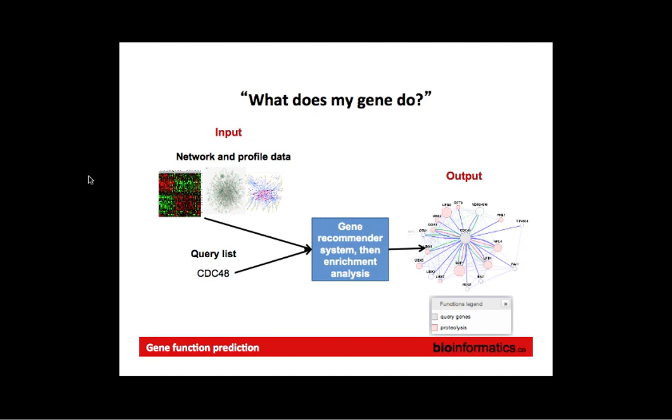The second question: what does my gene do? In this case, you would enter just a single gene, like CDC48, and you'd use the GeneMANIA type of recommender system to find additional genes that it connects with, and then you'd use enrichment analysis to see which gene ontology terms or pathways are enriched in that network. In this case, we typed in CDC48, and CDC48 interacts with all of these other genes, and I looked in the enrichment functions tab and found that proteolysis is enriched. So I would predict that my gene is involved in proteolysis if I didn't already know anything about it.